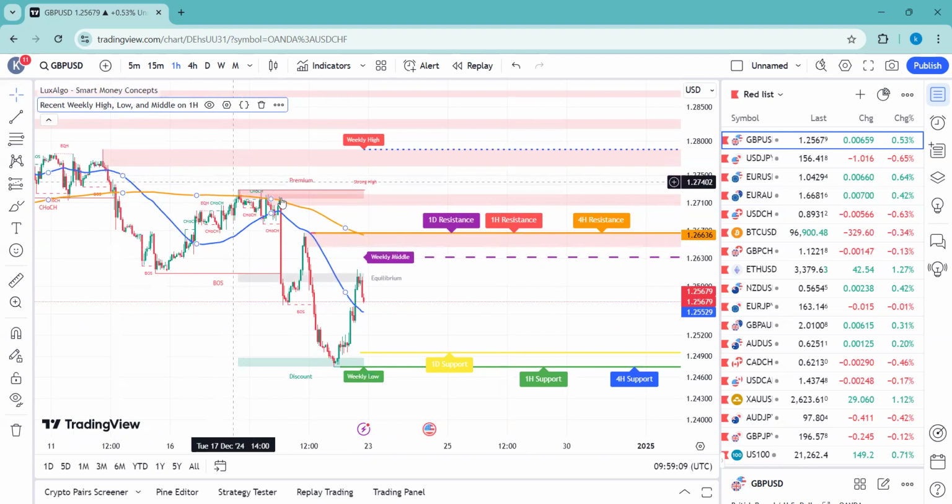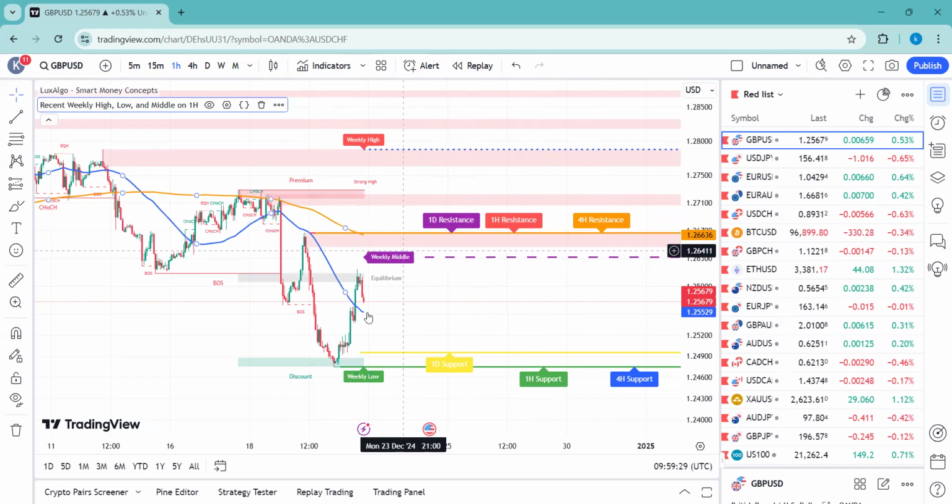Now, how do you see that I enter the trade when the weekly high is generated and I pull out at the weekly middle line here, or I would rather wait for the 1 day resistance, 1 hour resistance, and 4 hour resistance, depending on the resistance or the support that price created. You can see that there's a pullback here and it creates a resistance here with a sell order block.